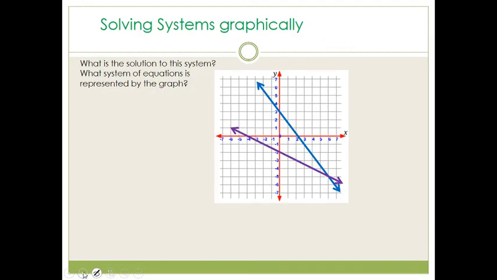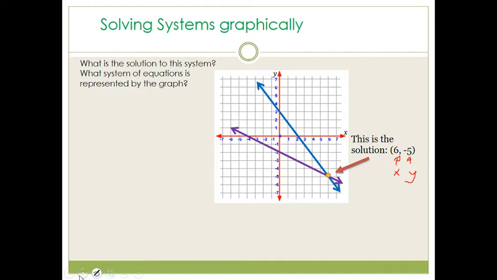So let's take a look at this, solving systems graphically. So suppose I'm given this graph and I'm asked, what's the solution to the system of these equations? Well, that's easy. You just look at where the 2 lines cross. And they cross right at that point. So the solution is 6, negative 5. Make sure that you write your solution as an ordered pair where we have the x coordinate first, followed by the y.